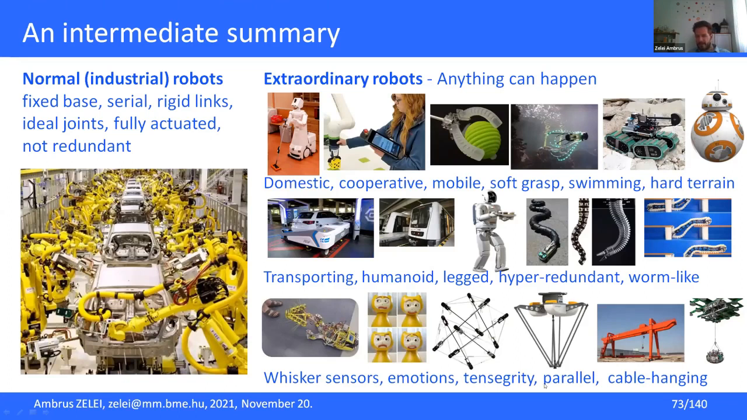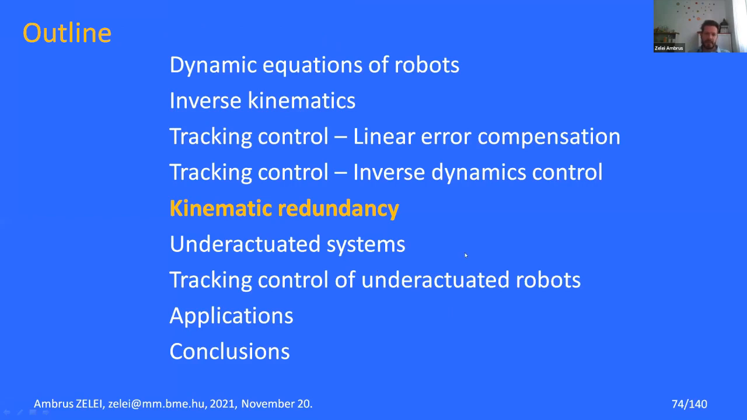There are also tensegrity robots or parallel robots. Parallel robots are very specific because the modeling approach we have seen before is not applicable to them. You have to do some multi-body dynamics work if you want to get the model of these robots. Robots which are hanging down from something are also quite special. This is another world, and there is a huge literature. Let's first talk about kinematic redundancy, and then we will go to the details of underactuation.